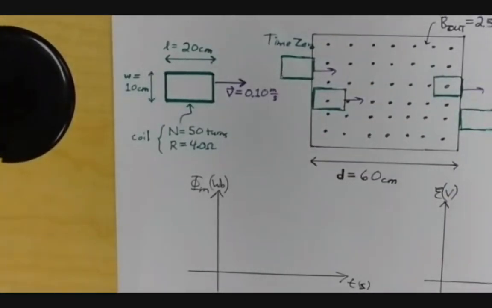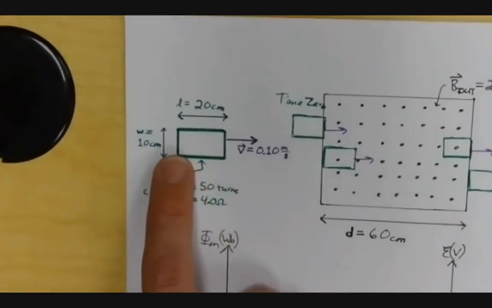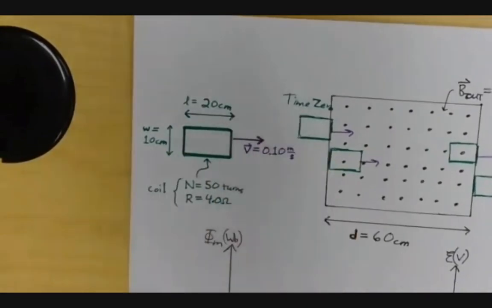Okay, so let's first just do the easy distance, time, speed stuff. What are these 4 key moments in time? Well, it's 20 centimeters long and it's going 10 centimeters per second. So it takes 2 seconds to enter the field.